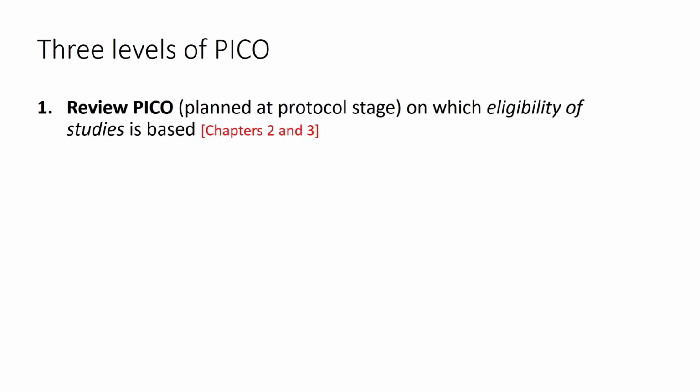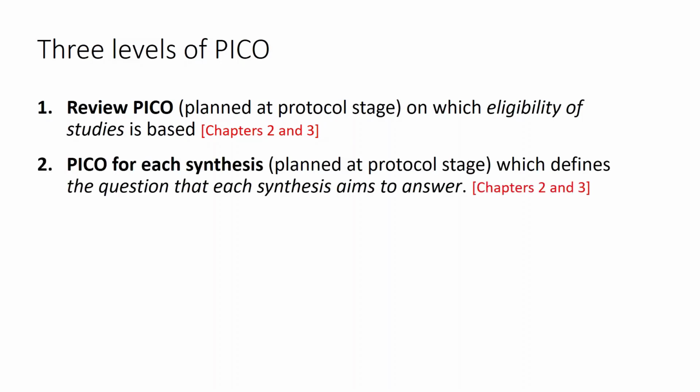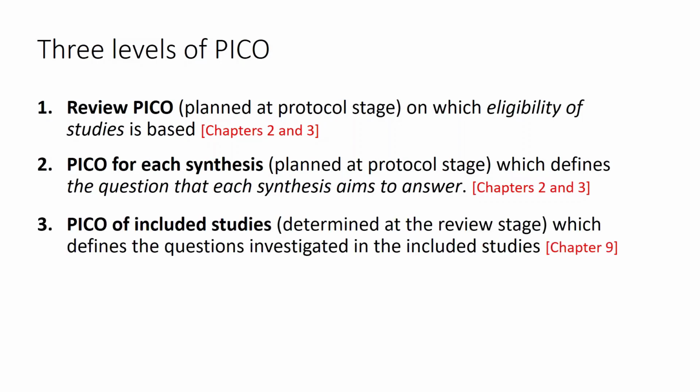So now in the handbook, we have defined 3 levels of PICO. The very familiar review PICO, which is planned at the protocol stage and on which the eligibility of studies is based. This new concept of PICO for synthesis, planned at the protocol stage, and which defines the question that each synthesis aims to answer, and the PICO of included studies, which is determined at the review stage and which defines the questions investigated in the included studies.